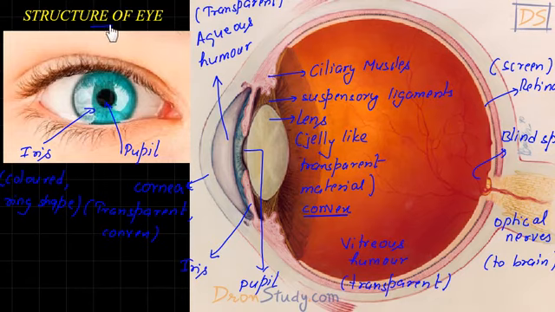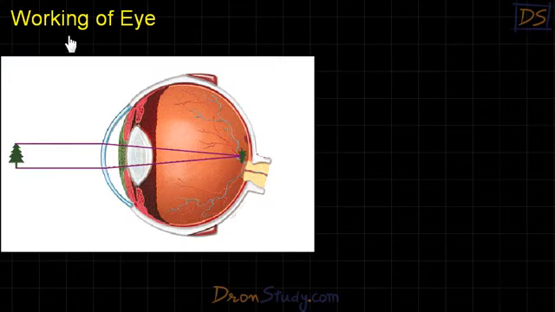Now we need to see how this eye helps us in looking at objects, in seeing objects, right? So students, that will be studied under the heading working of the eye. See, students, how this eye works. Suppose there is an object in front of our eye, right?